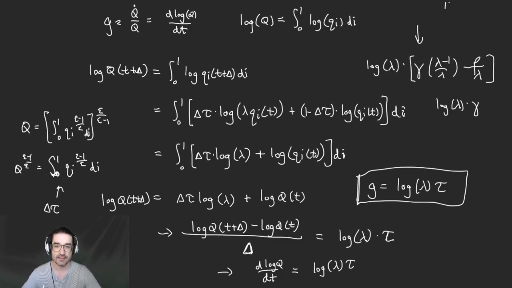Okay, so in this case you'd run along similar lines to this. You'd have a delta tau case, you'd have a 1 minus delta tau case, and then you'd be able to factor things out multiplicatively.